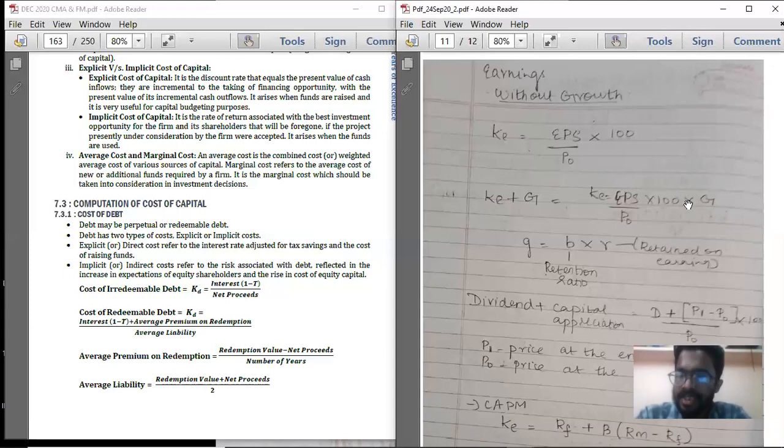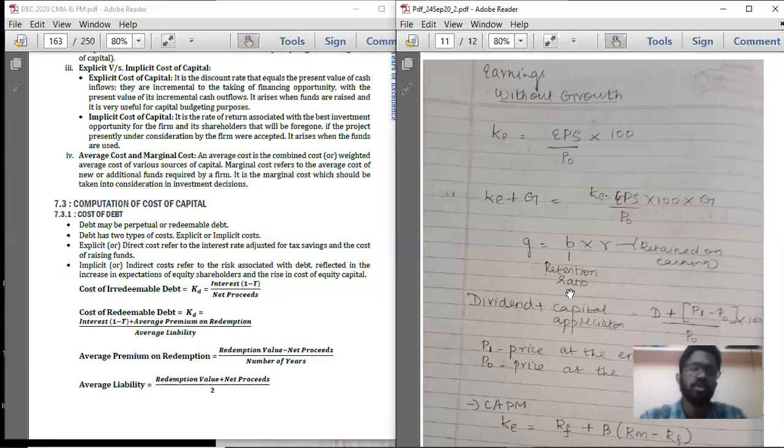So what is G? Now record. Below that, record G is equal to growth. Capital G is equal to growth, which is equal to B into R. This B is nothing but the retention ratio. Now understand properly. Retention ratio is nothing but 1 minus the dividend payout ratio.